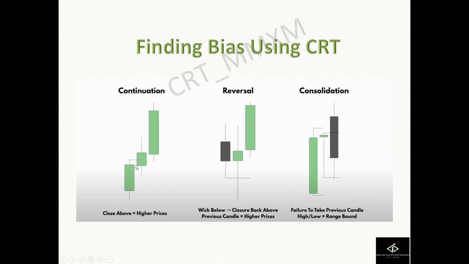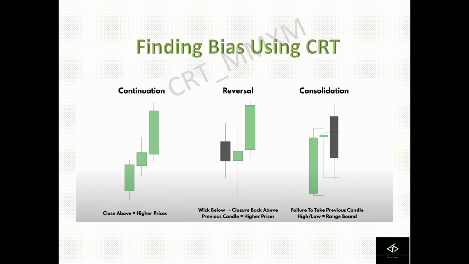Now this candle could be weekly, it could be daily, it could be 4 hours, whatever time frame you are finding the bias for. If the current candle closed above the previous candle high, that means we have more chances of the high of the current candle getting hit, right? So if the price closed above the previous candle, we are expecting a continuation of the trend.